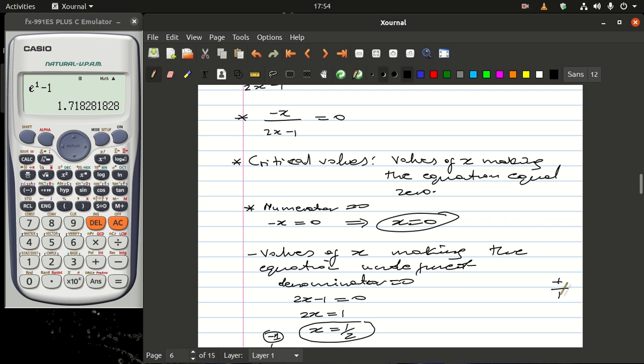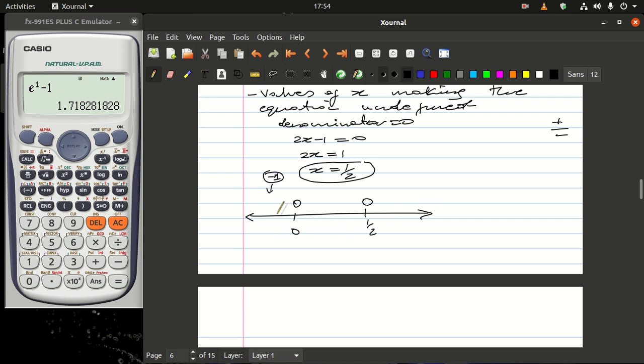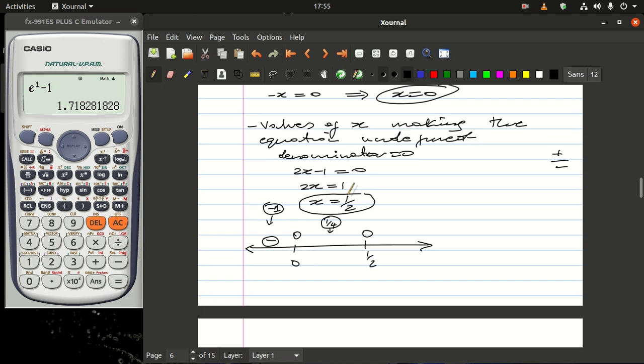So I have a negative here. So a positive divided by a negative is a negative. So here I end up having a negative sign, and then I pick a value in between here. 1 over 2, the value that is less than is supposed to be 1 over 4, or 0.25. I plug it in that original equation.